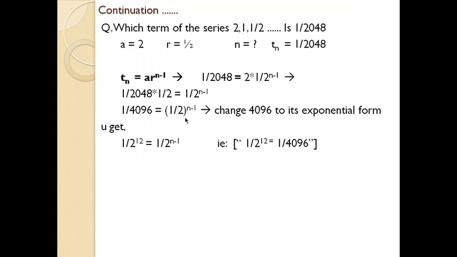So be aware and cautious about how to find the exponential form of every number. I think in the previous session we have dealt with such situations. You will be aware of how to do it. Just be familiar with the concept and step. Once you find the exponential form of any number, in this case 4096, you will get 1 by 2 raised to 12 equal to 1 by 2 raised to n minus 1. I noted this here for verification.